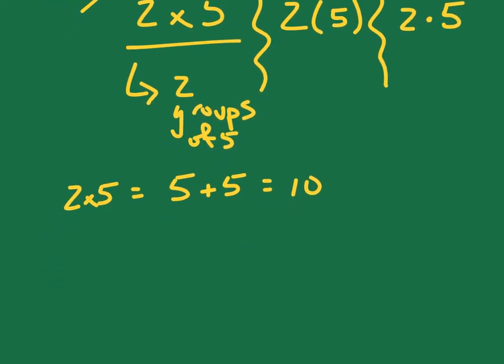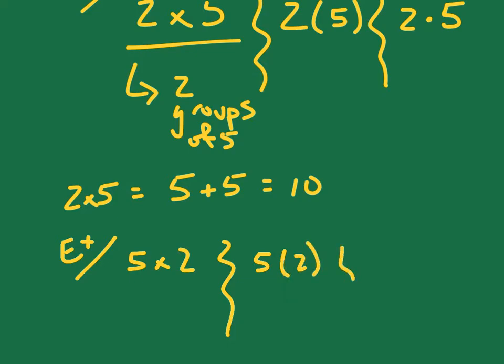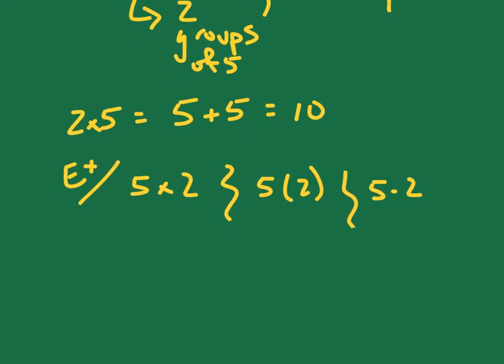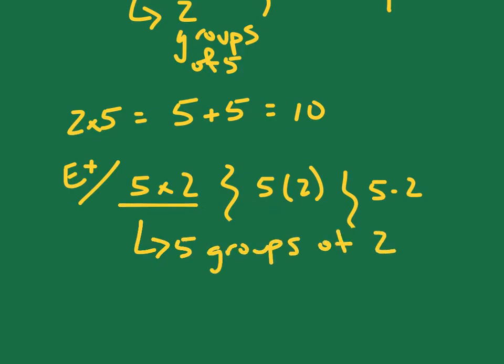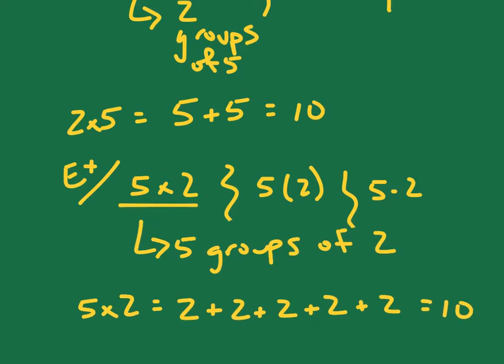Now, if I were to do another example and say 5 times 2, okay, remember I could do 5 parentheses 2, or I could do 5·2. All right, these all mean the same thing. So this is saying 5 groups of 2. So 5 times 2 is really saying 2 plus 2 plus 2 plus 2 plus 2. And if you add all these 2's up, 2, 4, 6, 8, 10, you get the same thing, okay?